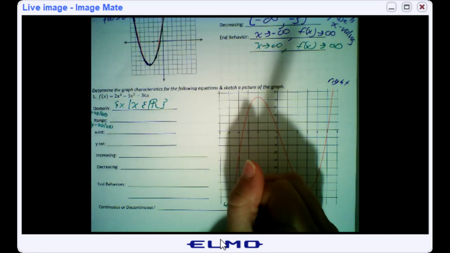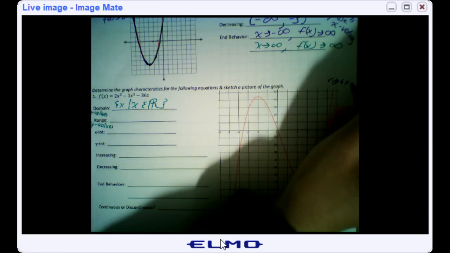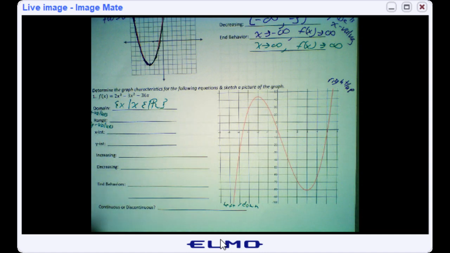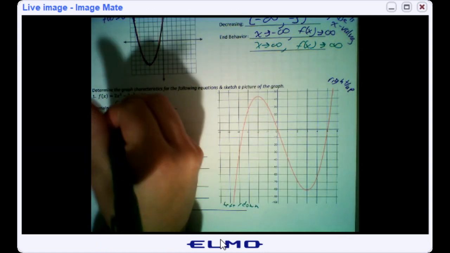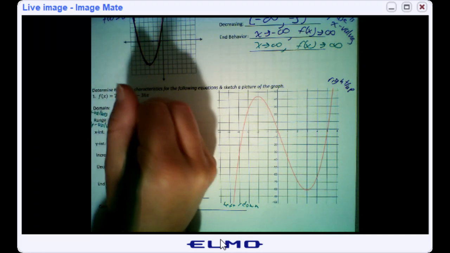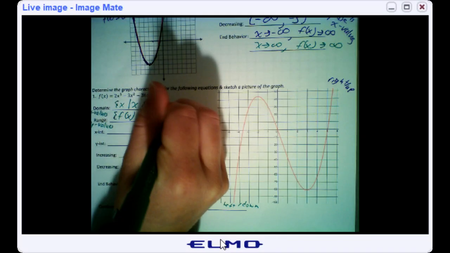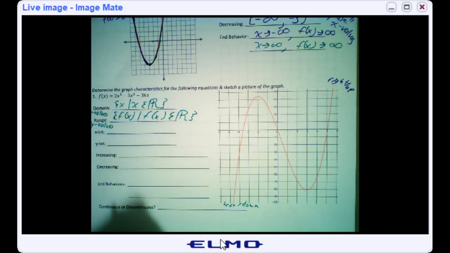For the range, that's talking about the y values, or up and down. This one goes down. This side goes up. And as I trace my graph, I don't have to pick up my pen or pencil. So it's going to be y or f of x, such that f of x is an element of all the real numbers. I can go down forever, or I could go up forever.